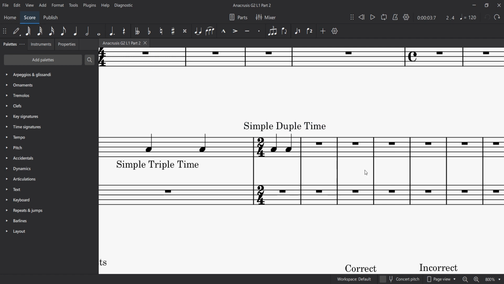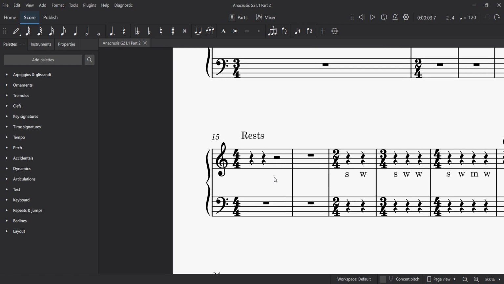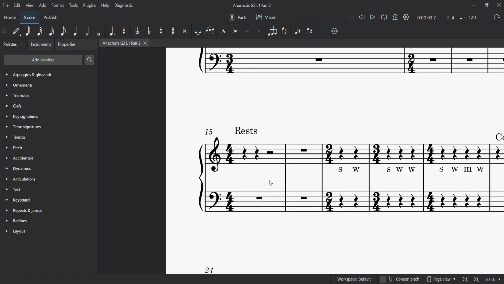Now that we have the time signatures, let's discuss rests. Rests are equally as important as the notes themselves, and therefore different rests correspond to different lengths.